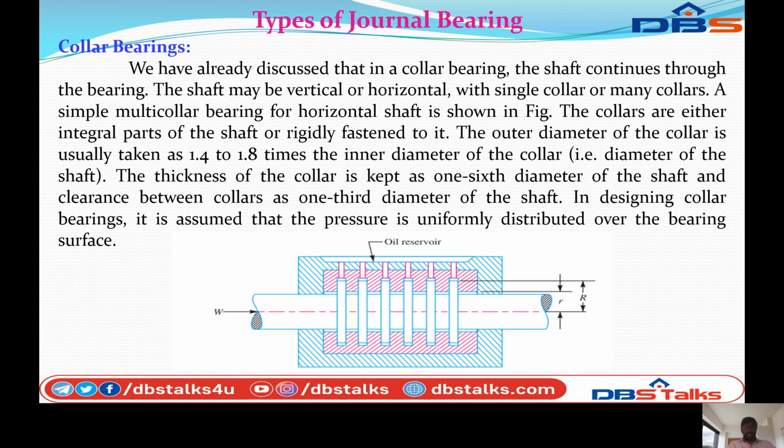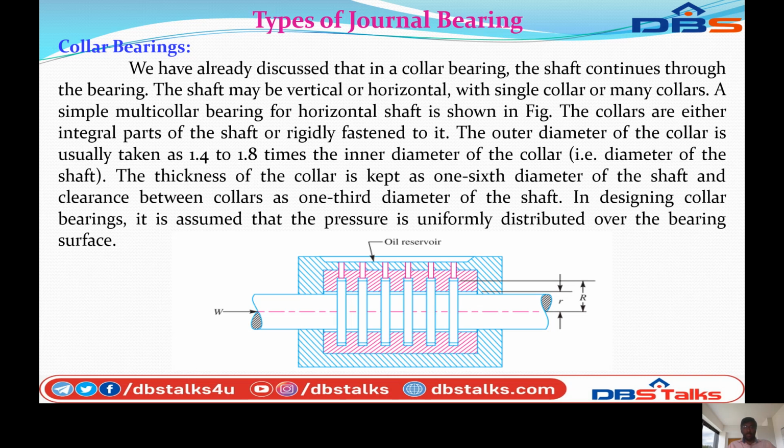The collars are either integral parts of the shaft or rigidly fastened on it. The outer diameter of the collar is usually taken as 1.4 to 1.8 times the inner diameter of the collar, that is, the diameter of the shaft. The thickness of the collar is kept as 1/6 the diameter of the shaft and the clearance between the collars as 1/3 the diameter of the shaft. In designing the collar bearing, it is assumed that the pressure is uniformly distributed over the bearing surface. So this is the collar bearing diagram.